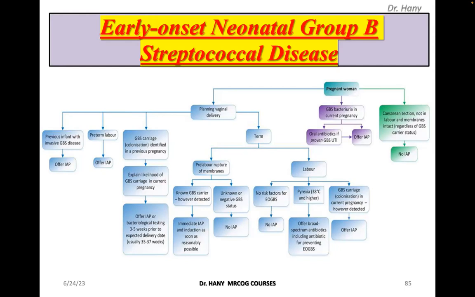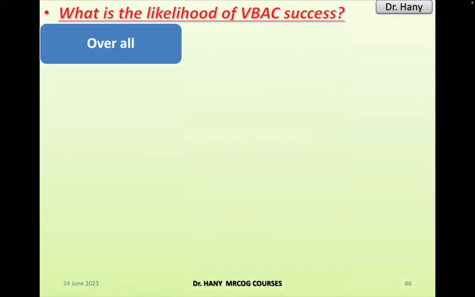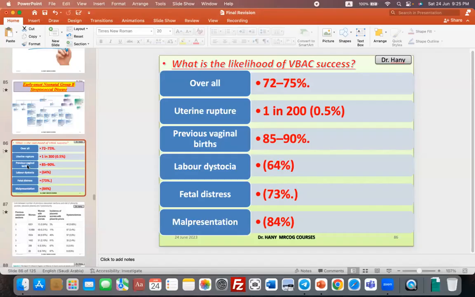Only GBS in current pregnancy, no fever, intrapartum. GBS bacteriuria, he didn't say in the rectum or in the vagina. Bacteriuria, treat in pregnancy and offer intrapartum. GBS bacteriuria more than 100 colonies. Cesarean section, no need. These numbers are very important, which I mentioned most of it. What is the likelihood of the success rate? No, there is another number for the GBS. I will bring it.